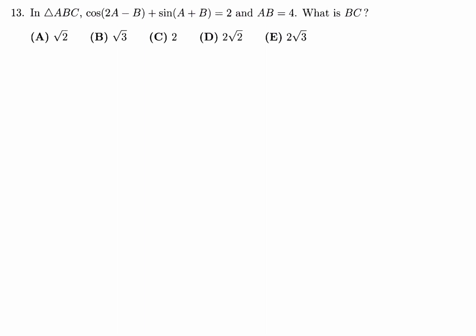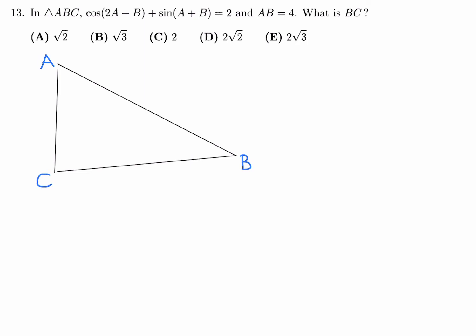In triangle ABC, the cos of 2A minus B plus the sine of A plus B equals 2, and AB is 4. What is the length of BC? So let's just draw some triangle, ABC. You have A, B, and C, and they give me that AB is 4, and that's all they give me. And then we have this equation. Now, if you recall, the sine or cosine of anything, whatever it is, can only be between -1 and 1. Correct? So whether it's the sine of something or the cos of something, these are its boundaries.